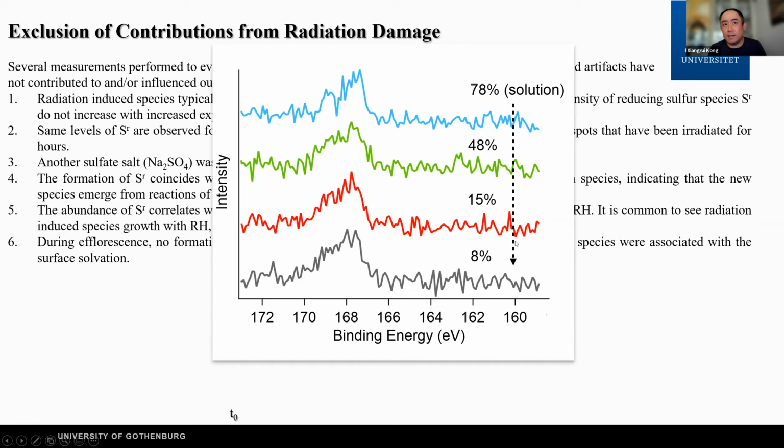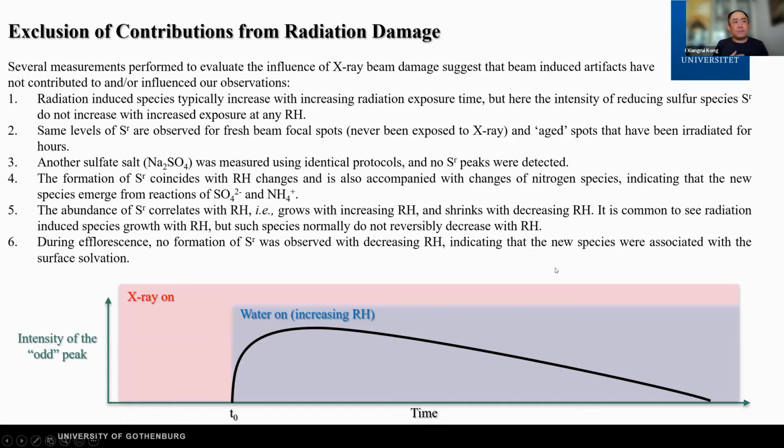Because we saw this, now you see there's nothing on this side. And this is when we decrease the RH. During this procedure, the system effloresced and crystallized again. So this phenomenon is not happening in the transition from liquid solution to solid, but only when the solid takes up water to become a solution. That's why we say that this process really depends on the sulfate solvation process. It makes sense, and it increases our confidence that this might not be beam damage.